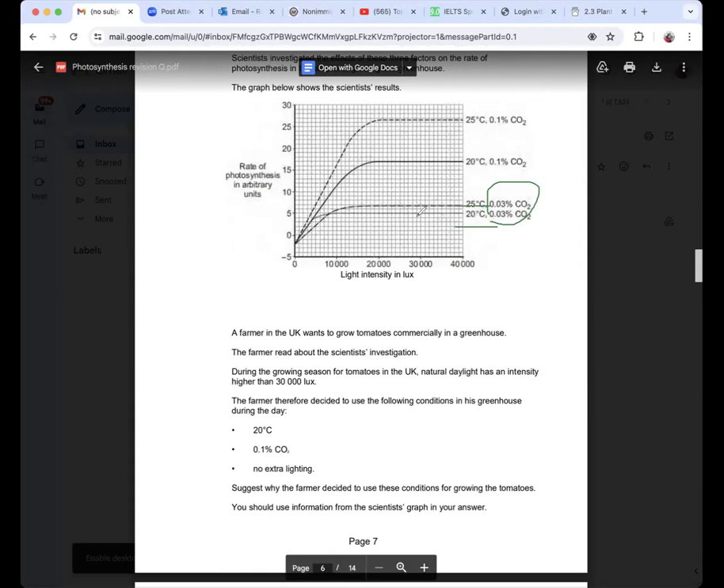So do you see how raising the temperature from 20 to 25 makes a very little difference in the rate of photosynthesis? There is an increase certainly, but the increase is very slight, right? So the rise in temperature does not really help the farmer in any way. I mean, it does help him in a slight way, but it's not a significant profit that he's making. And therefore, he chooses 20 degrees Celsius because perhaps that's more cost effective. So another point here would be raising the temperature to 25 degrees Celsius makes very little difference at 0.03% carbon dioxide.